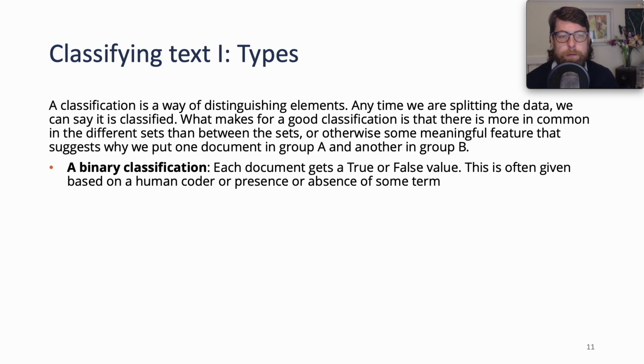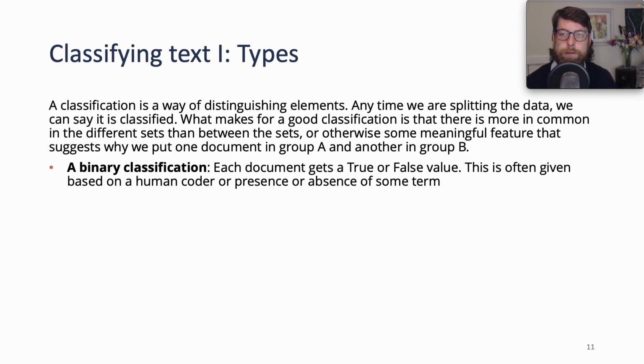Within a binary classification, we might do that with a human coder. We might have someone code: does this document contain factual information? Or does this document contain hate speech? The documents, of course, would have a true or a false value.